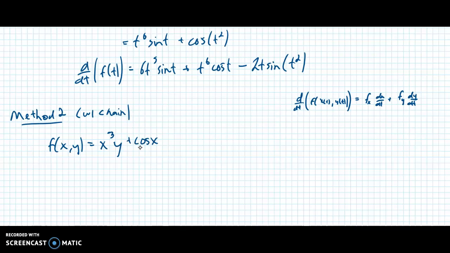All right, let's find del f. That's equal to 3x squared y minus sine x. That's the partial x. And then the partial y is actually really simple because there's only a y here. So I get x cubed. Okay, this is f sub x. This is f sub y.